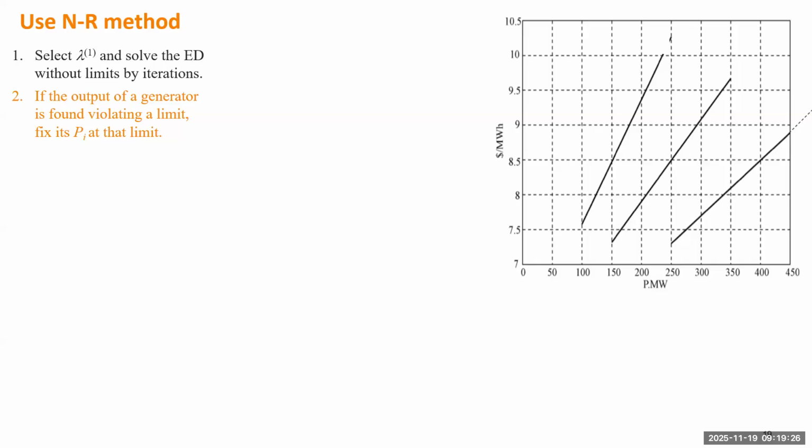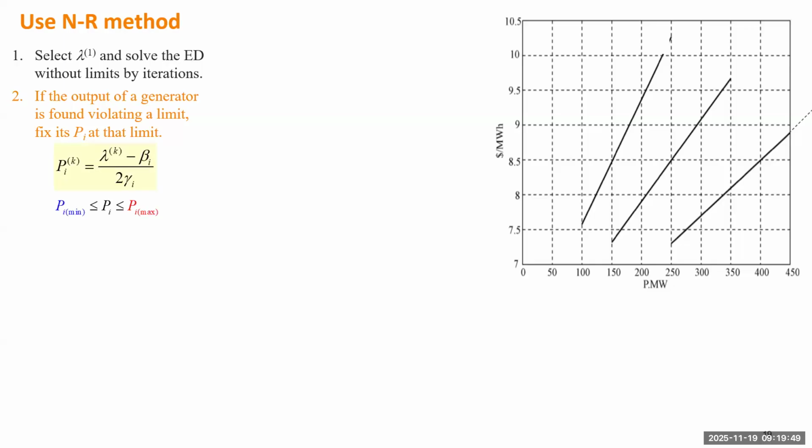If we find any generator violating one of the two limits, we just fix the output at that limit. Because we make this adjustment, the total output of generation is not equal to the load. So we have to continue. We cannot stop here. If there's no generator limit to be considered, we just stop at step 1. We'll solve the problem. But because we consider limits, we have to continue.